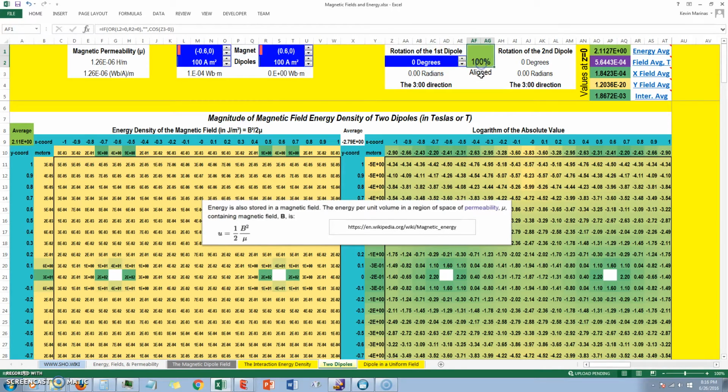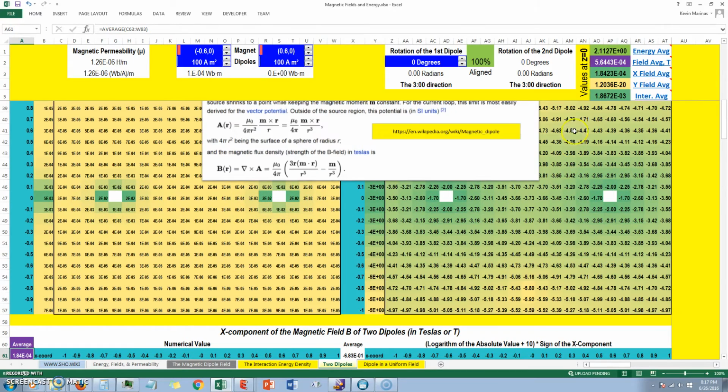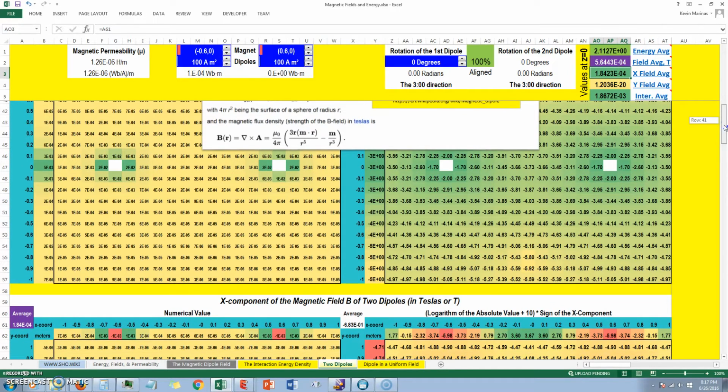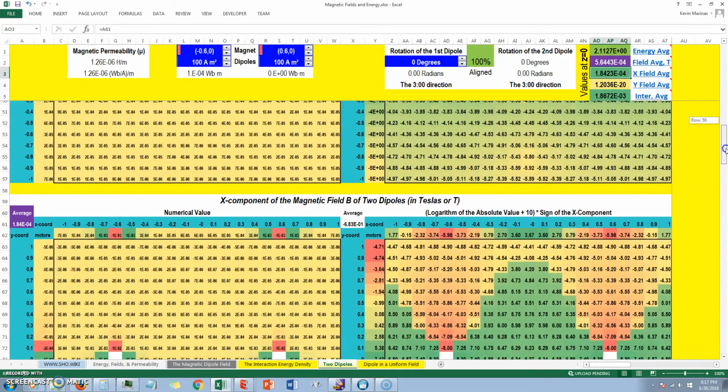Okay. Now this says 100% aligned. That basically means that these two sources of magnetic field are pointing the same direction. Now to see that, okay, so these average the values at z equals 0. Okay, so just because the x field average here is positive doesn't mean it would be if we considered all 3 dimensions. In fact, it would have to be 0. Okay?